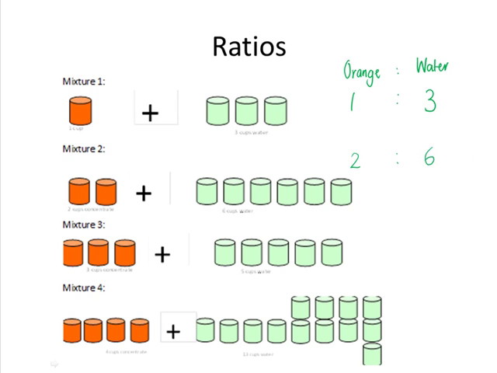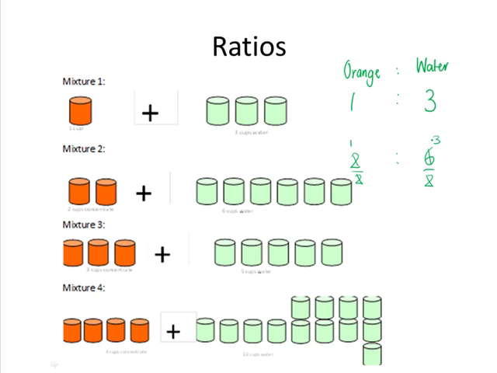Can you see that these 2 mixtures are going to be equally sweet? Because in both of them, we have 3 times as much water as we have orange juice. So the ratio of orange juice to water in both cases is 1 is to 3. We could write mixture 2 as having a ratio of 2 is to 6, but that is the same ratio as 1 is to 3. Which is why they're going to taste equally sweet.